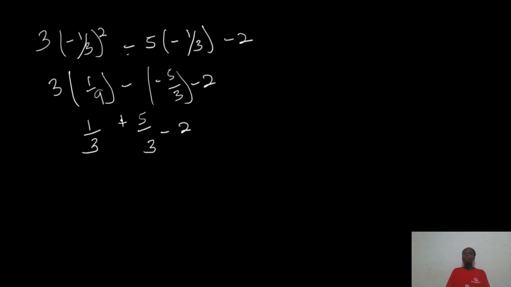1 over 3 plus 5 over 3, since they have the same denominator, we can just add the numerators. So you're going to get 6 over 3 minus 2. And 6 over 3 is 2. So 2 minus 2 is what? 0, which also shows that negative 1 over 3 is a value of x for the equation. Now, let's move on to the next example.